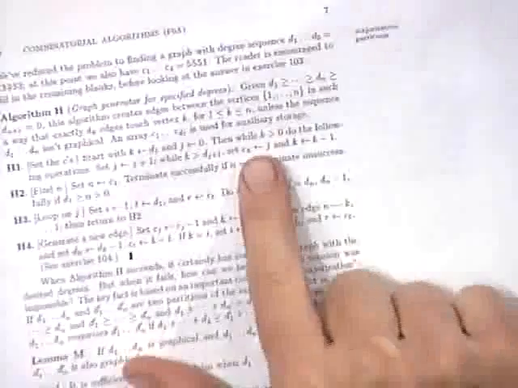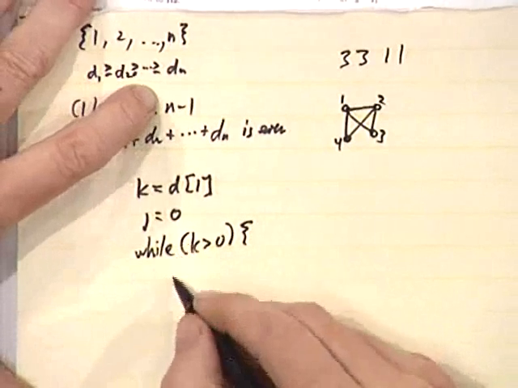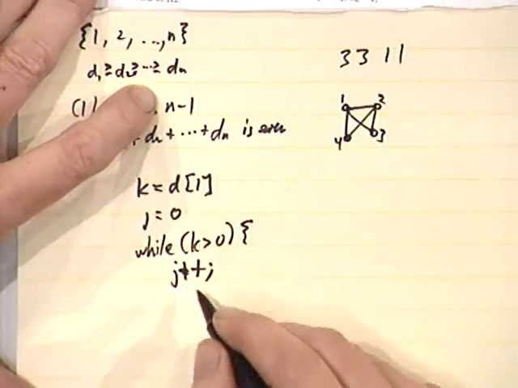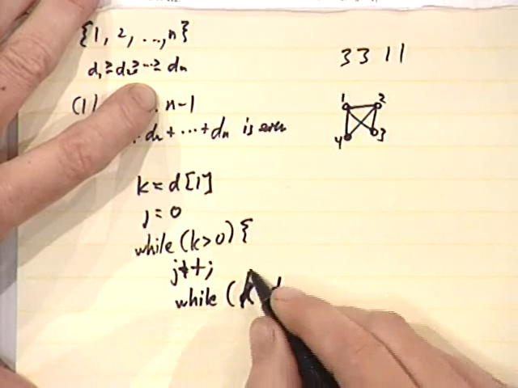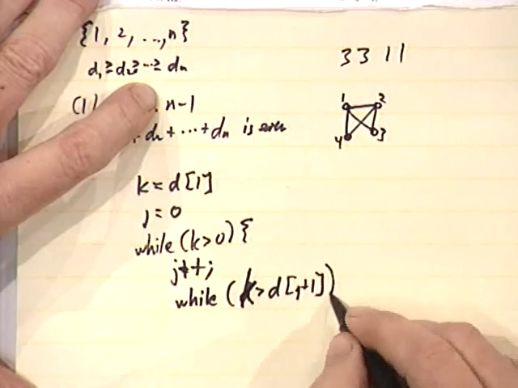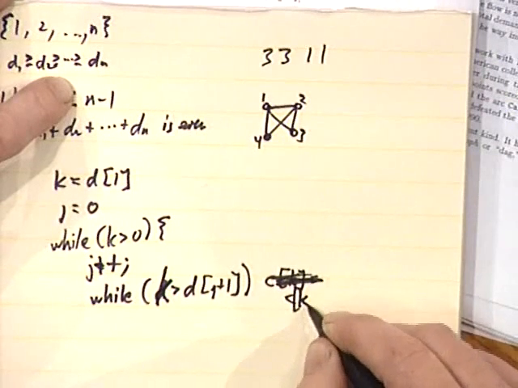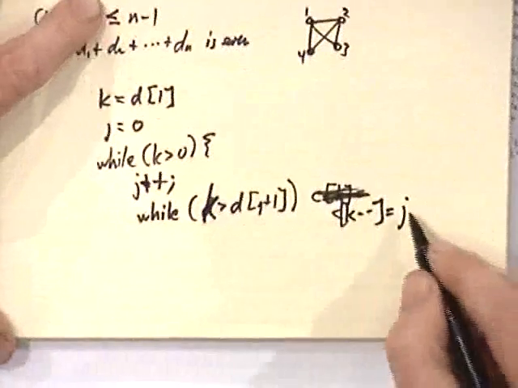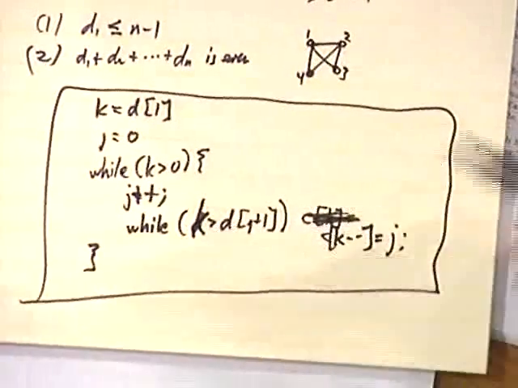But let me write it out in C for you. So K equals D1, J equals 0. And then you say while K greater than 0, I probably do this as a for statement, it's better. J equals J plus 1, that's J plus plus. And then while K greater than D of J plus 1, can you read that? C of K minus equals J. There we go. So that calculates the C's in linear time. Zips through.